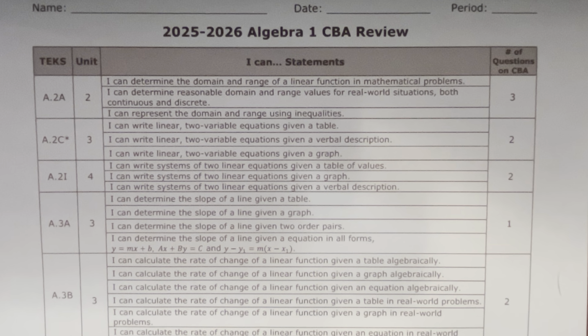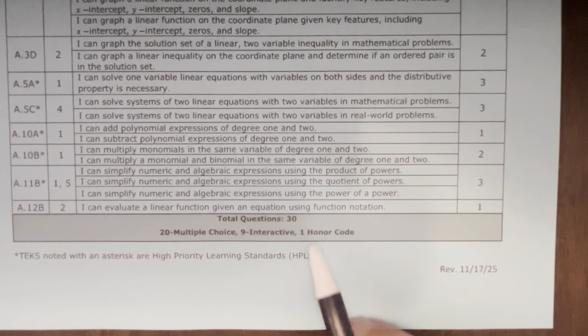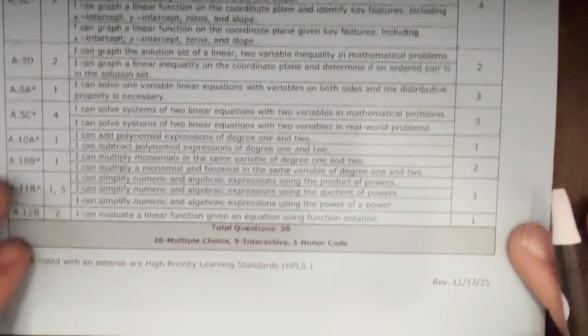All right, it's time to get ready for our fall final. And so for it, here's the blueprint of what the final is going to look like. For the test, there's going to be 30 questions: 20 multiple choice, 9 interactive, and the honor code. So 29 questions really. And so we'll get into it.